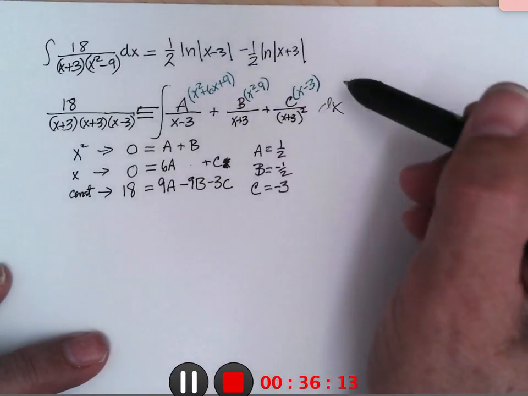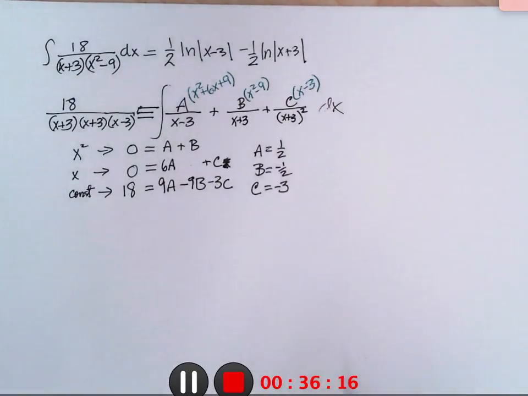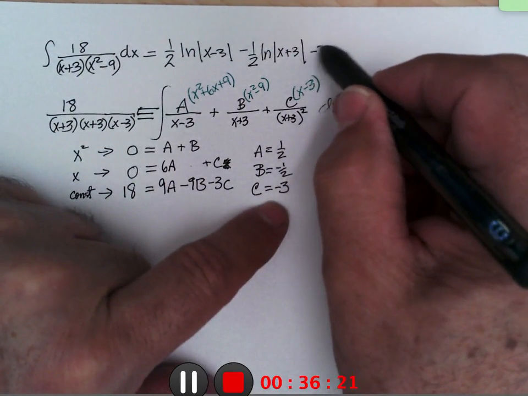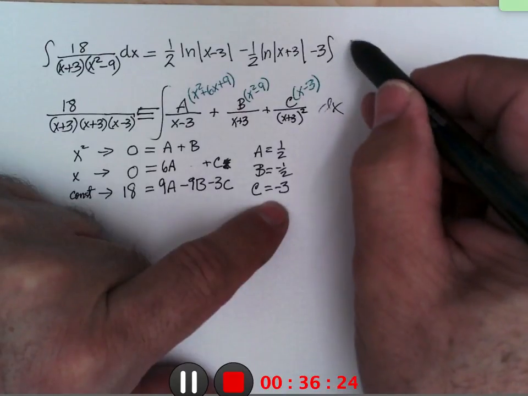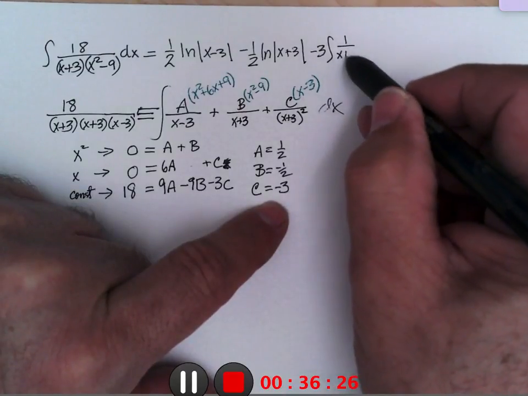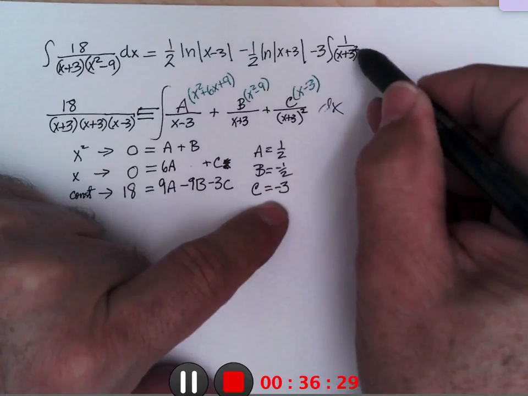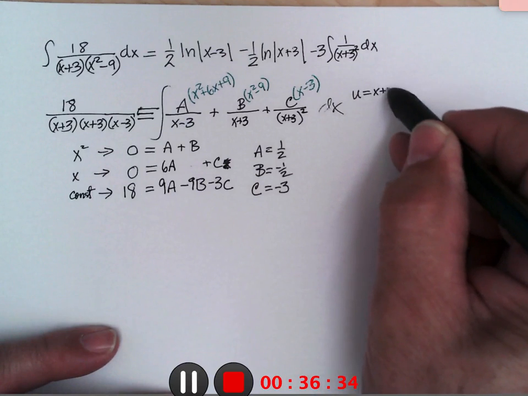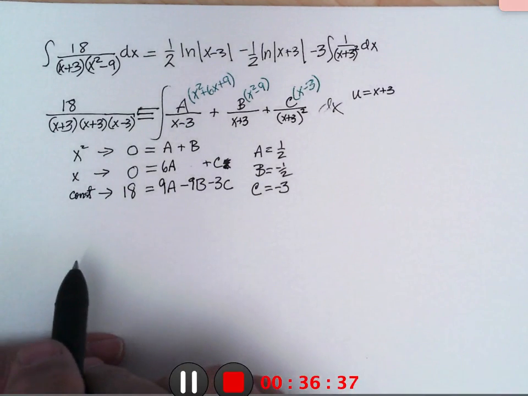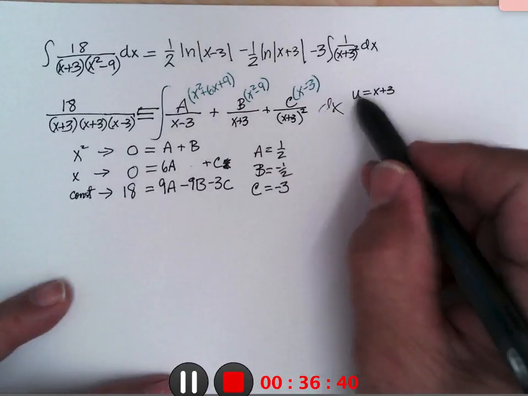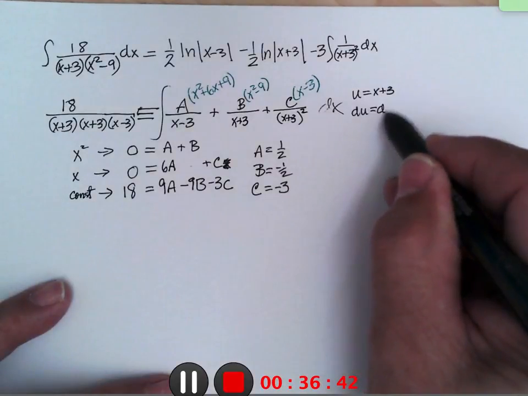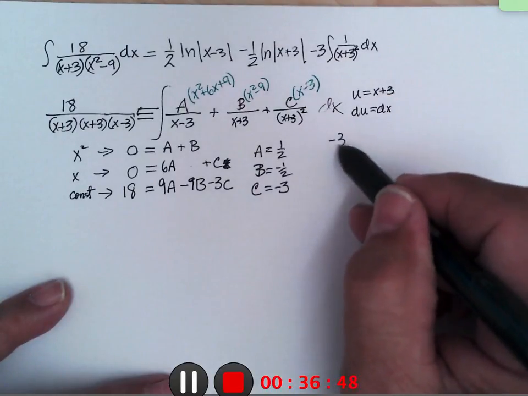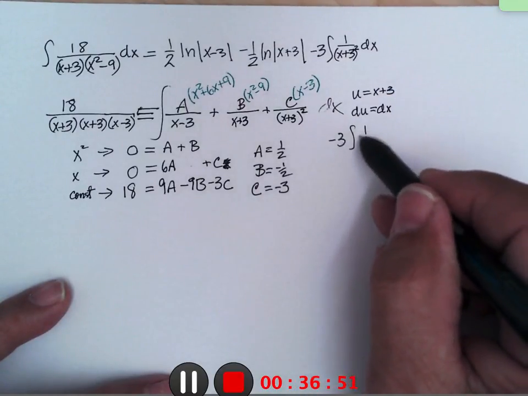And this one is a quadratic. Okay, so we're going to have a little bit more trouble. We're going to have minus 3, the antiderivative of 1 over x plus 3 squared dx. So if we let u equal the x plus 3 on this one, this is going to be not as bad as some of the other ones here. Then we're going to get du equals dx, and this would become the integral minus 3 antiderivative of 1 over u squared du.